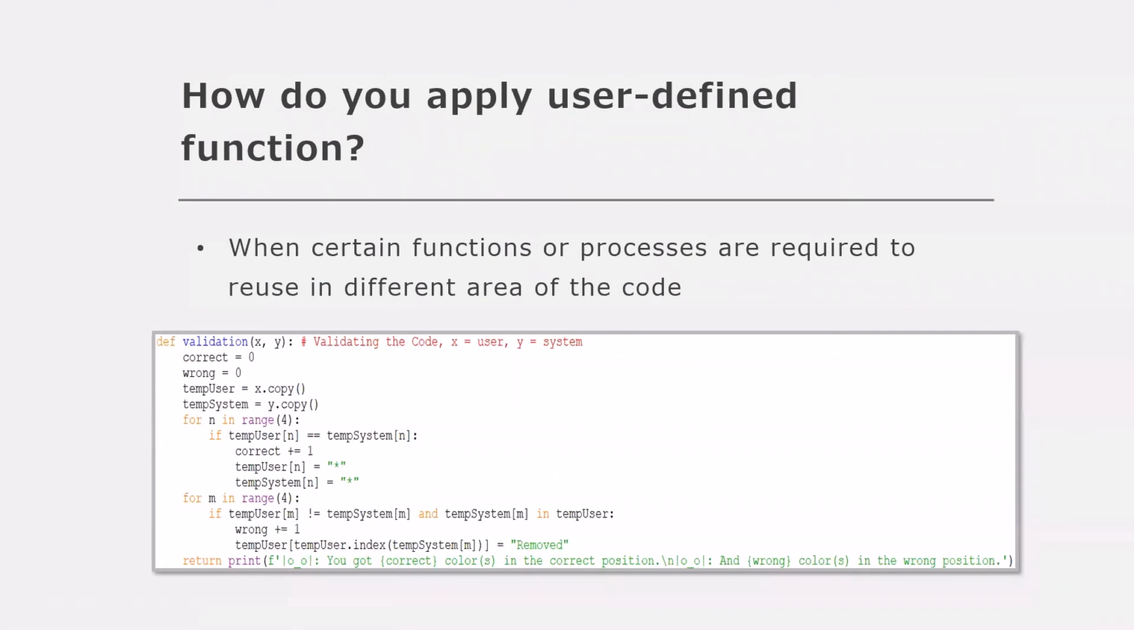How do you apply user-defined function? User-defined functions are applied when certain blocks of code or processes are required to be reused in different areas of the code. For example, since I have different difficulties for this program, a function to validate the wrong code is created and will be reused over and over again for each of the different difficulties.